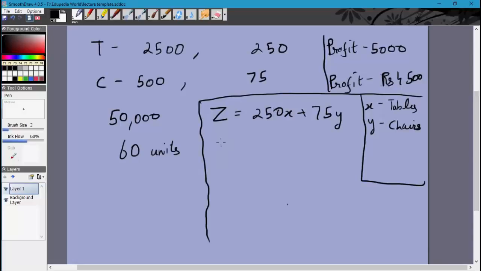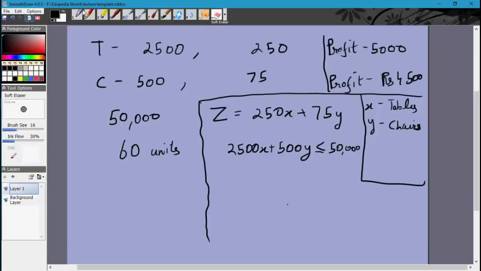The first constraint is you cannot spend more than 50,000 rupees. So 2500x + 500y has to be less than or equal to 50,000. Right. An easier way to write this is we could just take care of the zeros.